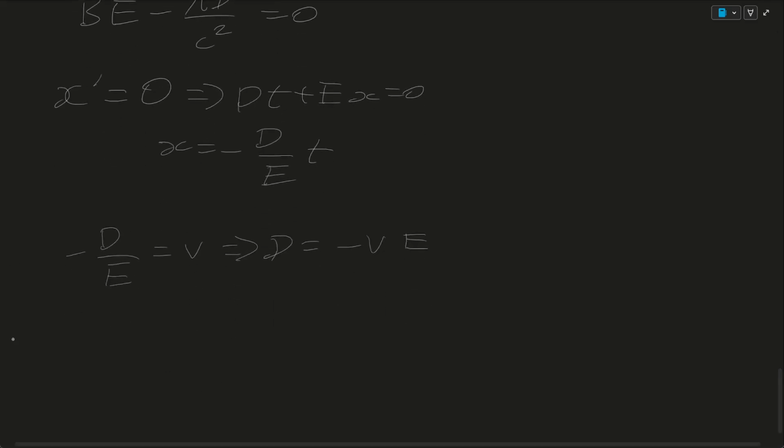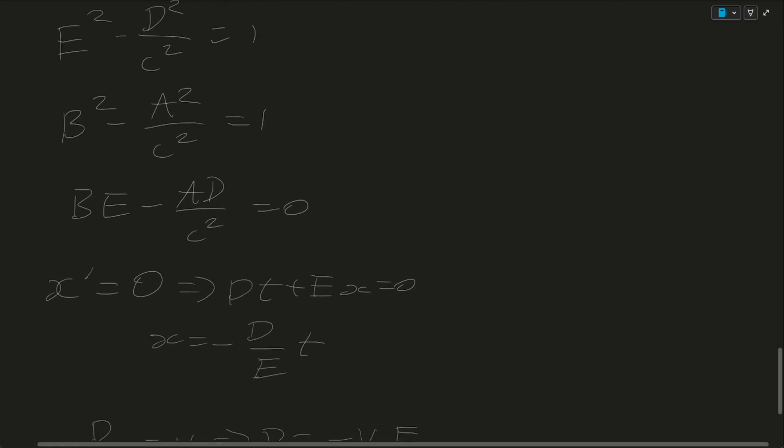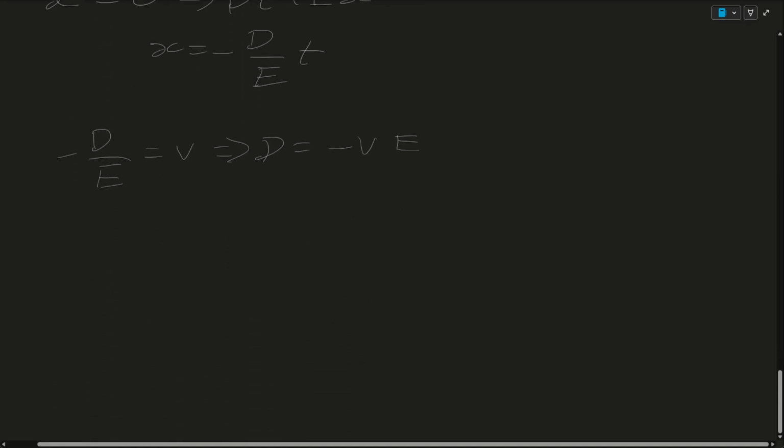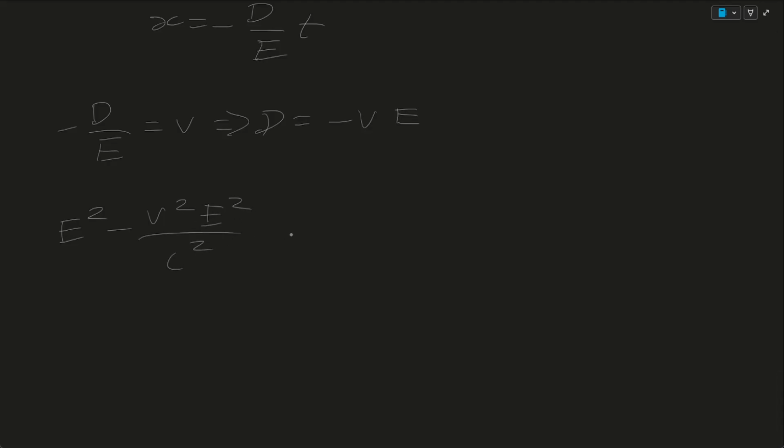Now we can solve the system. So if we sub that into our first equation, e squared minus v squared e squared over c squared is equal to 1.